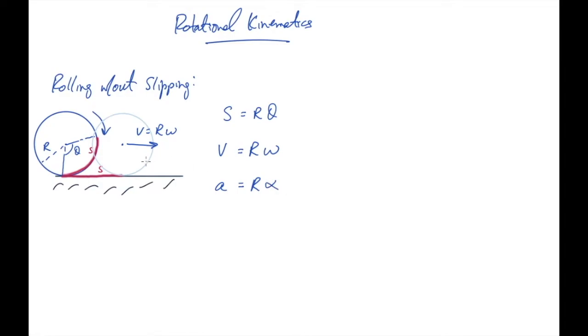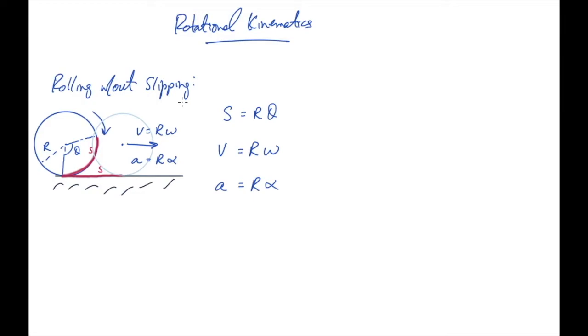So the acceleration of this wheel sideways equals r times alpha. If the wheel is spinning up or spinning down, if it's spinning faster or slower as time goes by, it will be accelerating sideways as well. It'll either be speeding up or slowing down in its sideways motion. So these are the equations that relate translational motion to rotational motion for rolling without slipping.